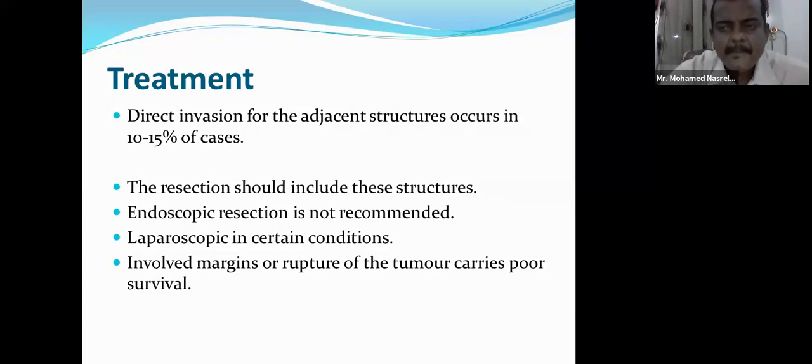In small tumors, we can use laparoscopy, but laparoscopic resection must follow the conditions of the oncological resection. We have to follow the oncological resection. So laparoscopy is not very much recommended in resecting these types of tumors, especially those huge tumors.